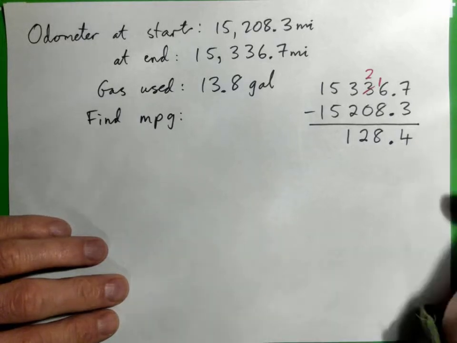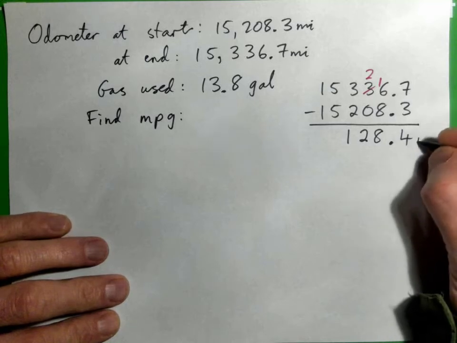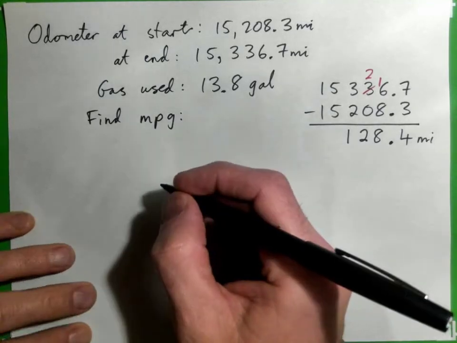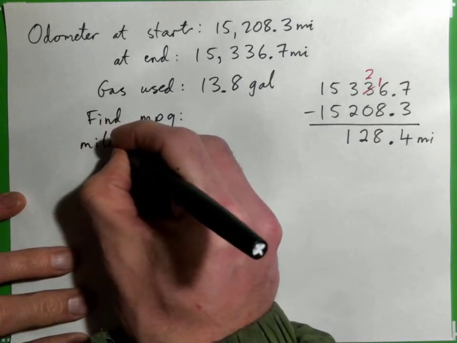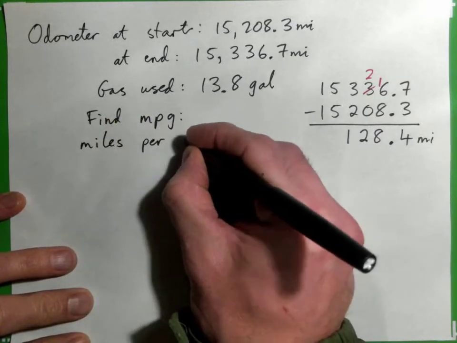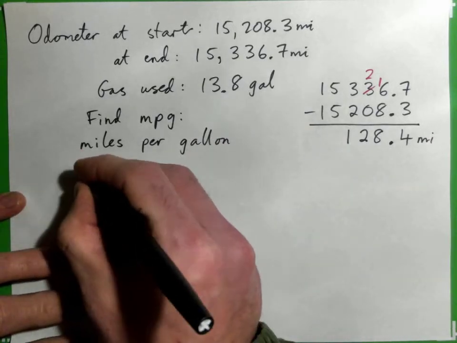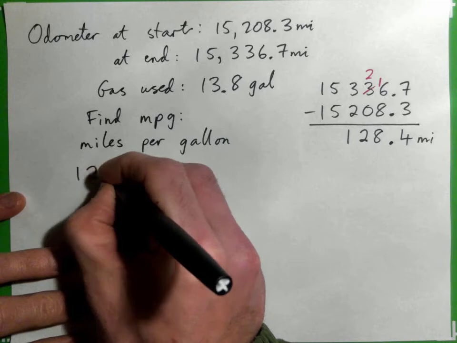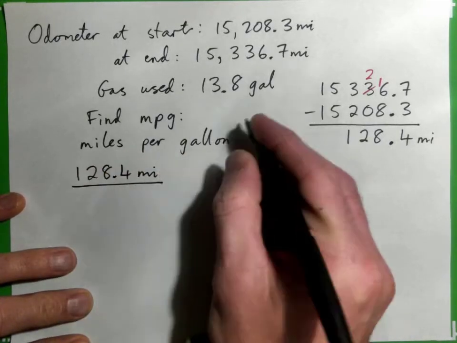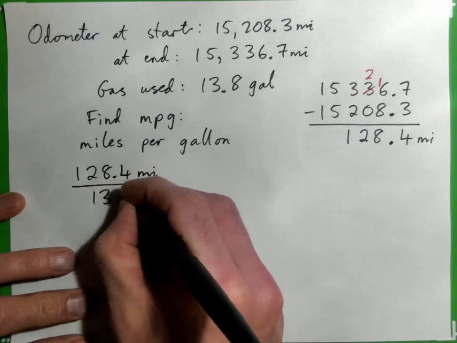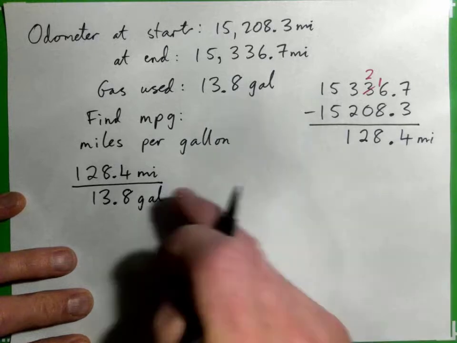Now, what does that represent, that number? What is that number? Good. Yes, miles. And we need to find the miles per gallon. MPG, miles per gallon. What does per mean in math? Yes. So we got to take our 128.4 miles and per gallons. 13.8 gallons. Miles per gallon. Got it? So this over this.